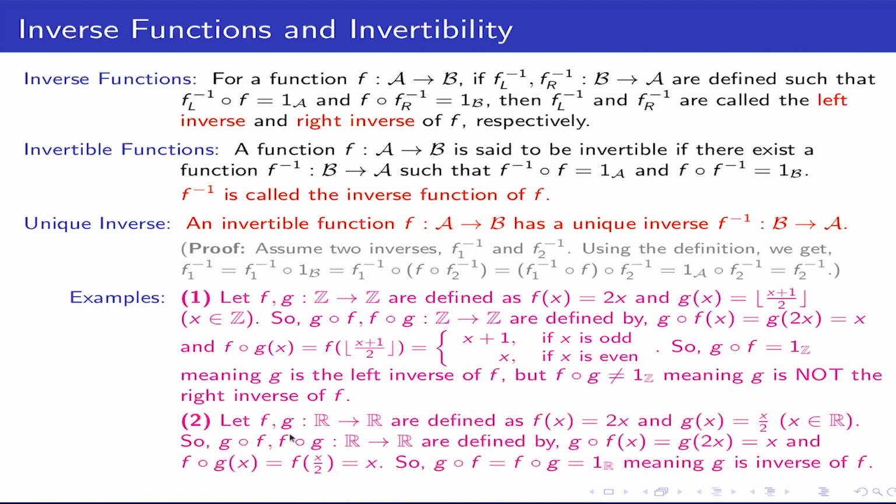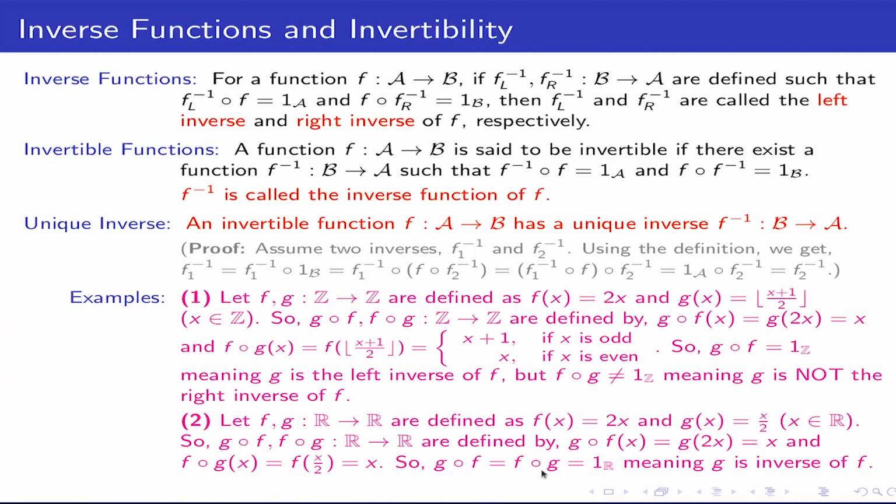The second example, which is a positive example, where we show that with the same function, if you choose g(x) instead of this typical floor of (x plus 1) by 2, but replace it by x by 2 and make the domain real to real, then what happens? g of f(x) will be g of 2x, which is x, and f of g(x) will be f of x by 2, which is x.